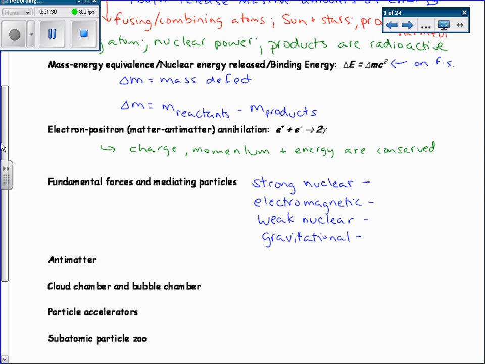Okay, and then the mediating particles for the strong nuclear is a gluon. For the electromagnetic is a photon. For the weak nuclear, it's the weak gauge bosons. Think on your chart, it's W plus minus and Z naught. And gravitational is a graviton. But I'm putting this, which to me sounds like a video game, I'm going to put this in brackets because this is the one that hasn't been observed. And so then this goes from strongest to weakest.